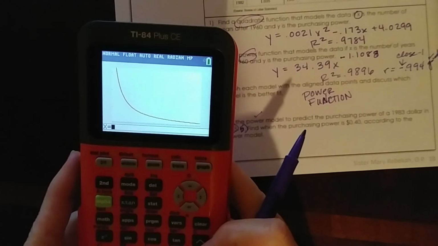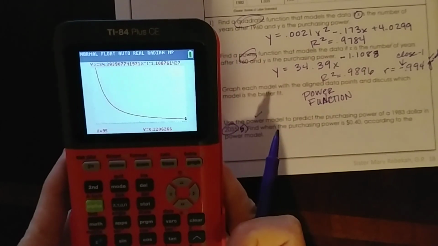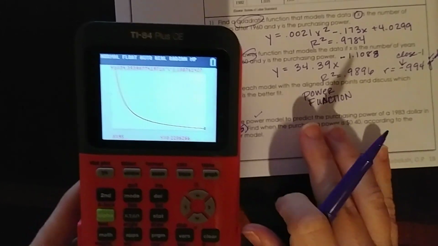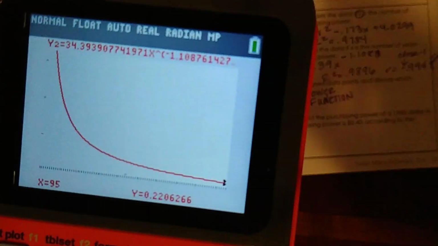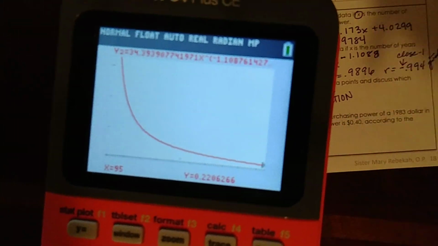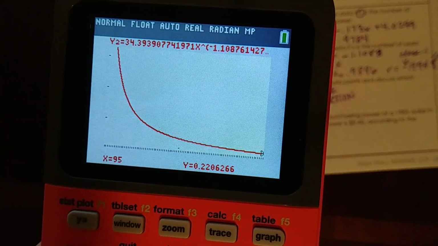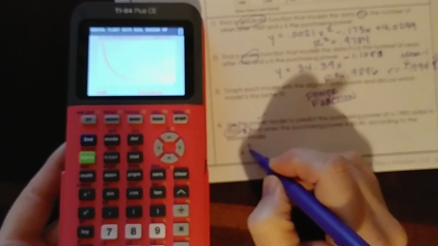Second calc value, 2055 minus 1960. I get that in 2055, the purchasing value of the $1983 will be 0.22. In other words, it's 22 cents.